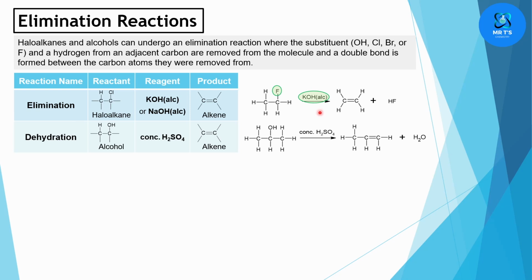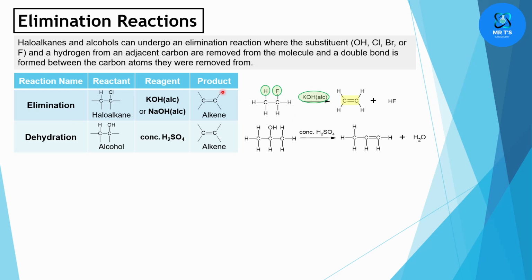What it will do is remove a fluorine that is attached to a carbon, and then remove a hydrogen from the adjacent carbon. And in this compound, the only adjacent carbon is the carbon on the left here. So we're going to remove this fluorine and this hydrogen. When we remove these two atoms, a double bond is formed between the carbons that they were removed from. And here we have the product.